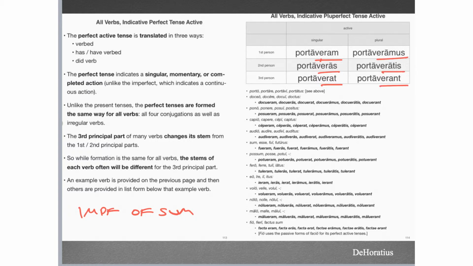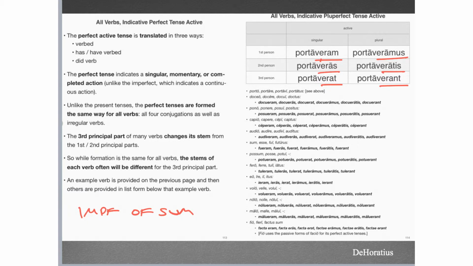You just have to be careful about the overlap confusion here, so that if aram, aras, arat is used by itself, it is the imperfect of sum. If it is used as an ending, it is part of a pluperfect form. So again, portawi is the third principal part, portaweram, portaweras, portawerat, etc.